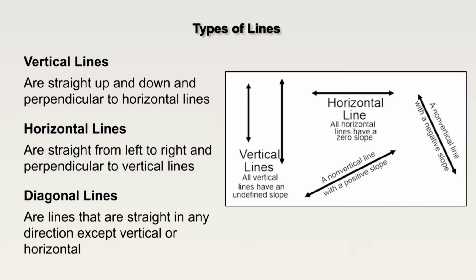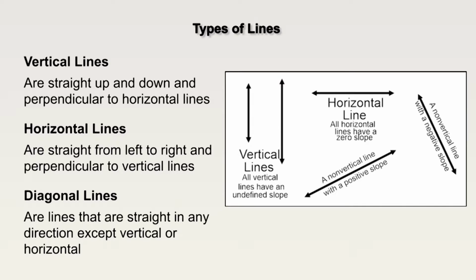Types of lines. Now let us have a look at the different types of lines. Vertical lines. Vertical lines are straight up and down and perpendicular to horizontal lines. Horizontal lines are straight from left to right and perpendicular to vertical lines.